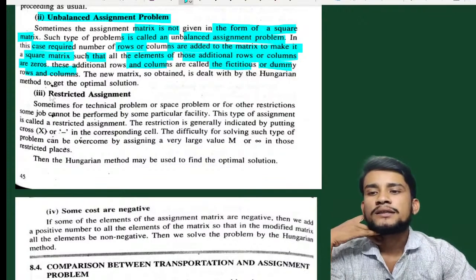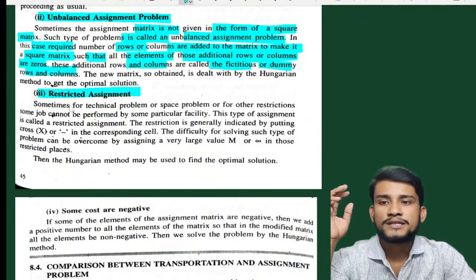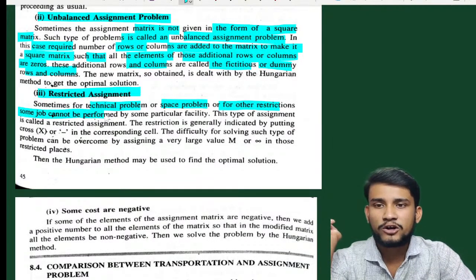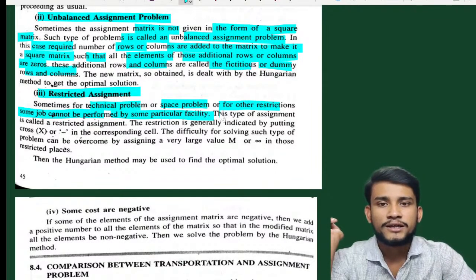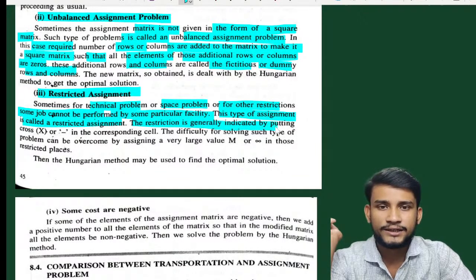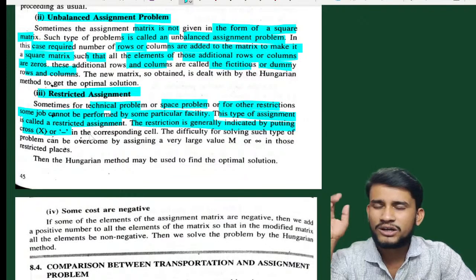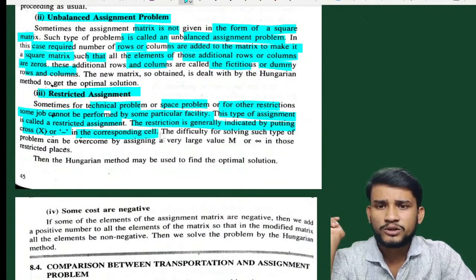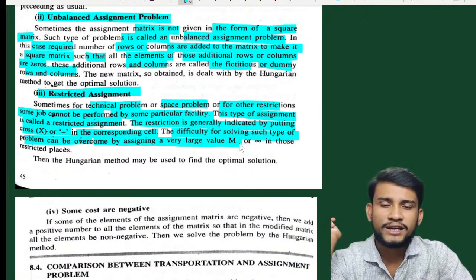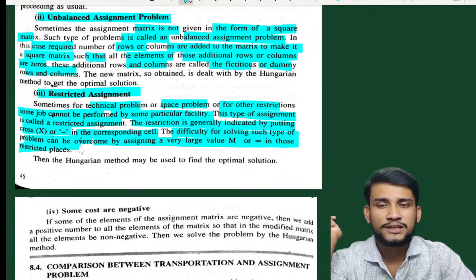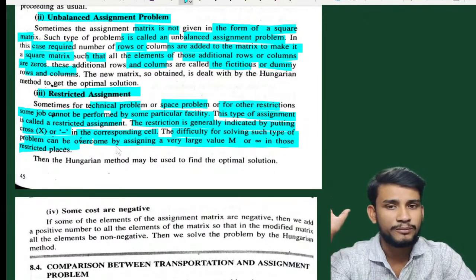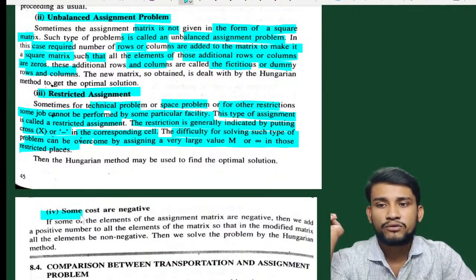Then number 3 is restricted assignment. Sometimes, because of technical problems, space problems or other restrictions, some jobs cannot be performed by some particular facility. This type of assignment is called the restricted assignment problem. This restriction is generally indicated by putting a cross or dash, or sometimes infinity, in the corresponding cell. The difficulty of solving such a problem can be overcome by assigning a very large value, that is M or infinity, to those restricted places. In this session we discuss a restricted assignment problem, that is the traveling salesman problem. And number 4 is some costs are negative.